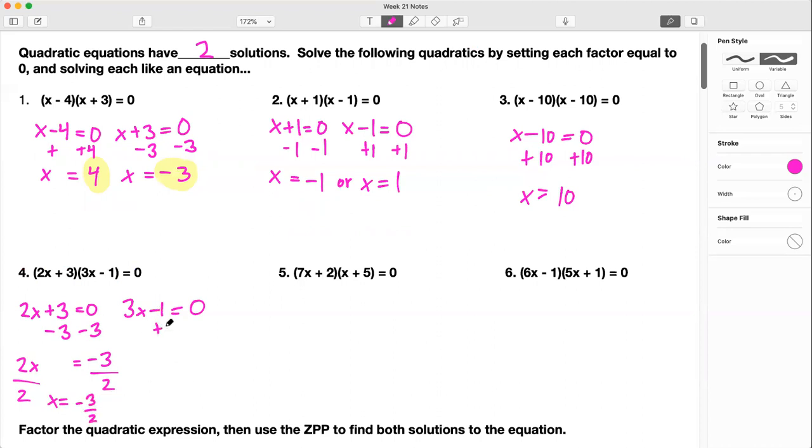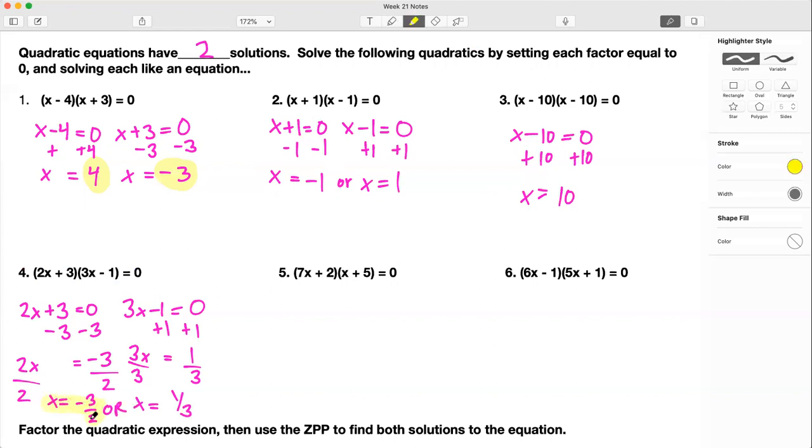Or, we got to solve this one too. 3x equals 1. Keep that equal sign down there. And then divide both sides by 3. Multiply or divide the coefficient next. Or x equals 1/3. So here's the solution here. X equals negative 3 halves, or x equals 1/3 for number 4 there.